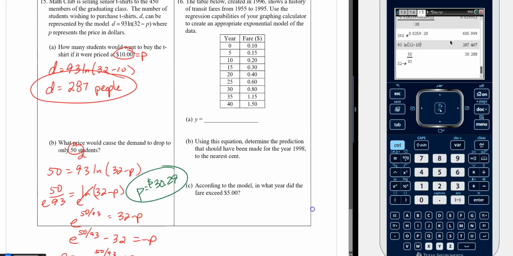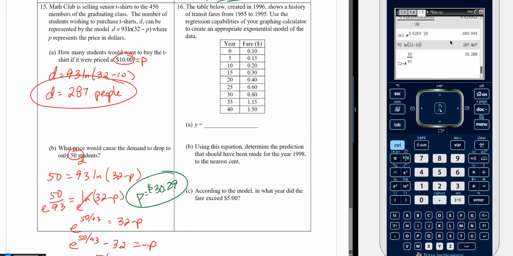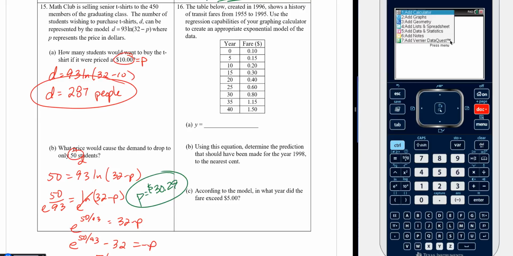All right, last problem, 16. The table below, created in 1996, shows a history of transit fares from '55 to '95, using the regression capabilities of your calculator to create an exponential model for the data. So, just like we did in class, we're going to create a spreadsheet first. So that's Control Doc for a new page, 4 for add a list and spreadsheet.